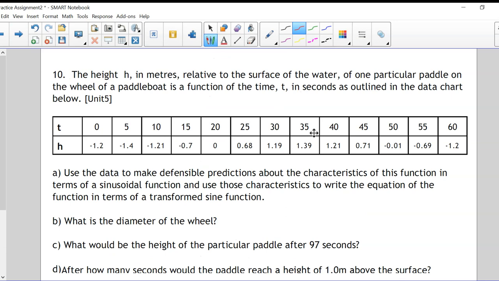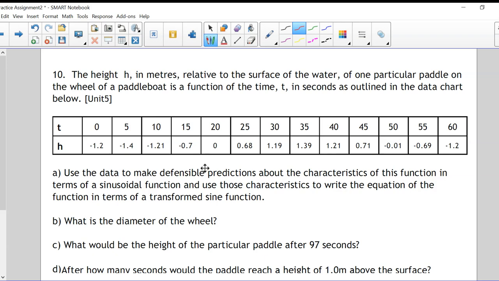Another question that we could look at is certainly one like what you did for homework last night, which I hope everybody did. The height in meters relative to the surface of water of a particular paddle on a wheel of a paddle boat is a function of time, etc. And it gives you this, from 0 to 60 seconds. They measure the height of the paddle, and if it's positive, it just means it's above the water, and if it is negative, it means it's below the water. That's all the positive and negative means, right? The height in meters relative to the surface of the water. So if you're at 0, it means you're at the surface of the water. Positive, you're above. Negative, you're below.